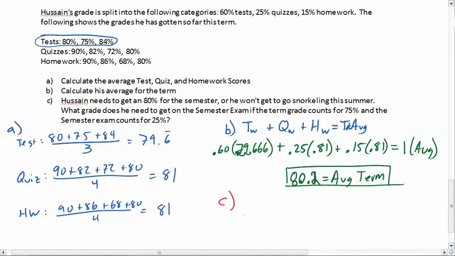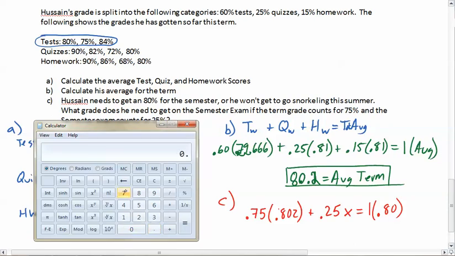For part C, again we're going to use weighted averages. I'm going to say the term weight times the term grade, which is 0.802, and then I'm going to add on the semester exam weight times the semester exam grade, which we don't know. That's equal to the total weight, 100%, so 1 times the average that we want. We want him to get an 80%, so that's 0.80. Now we should be able to do the math.